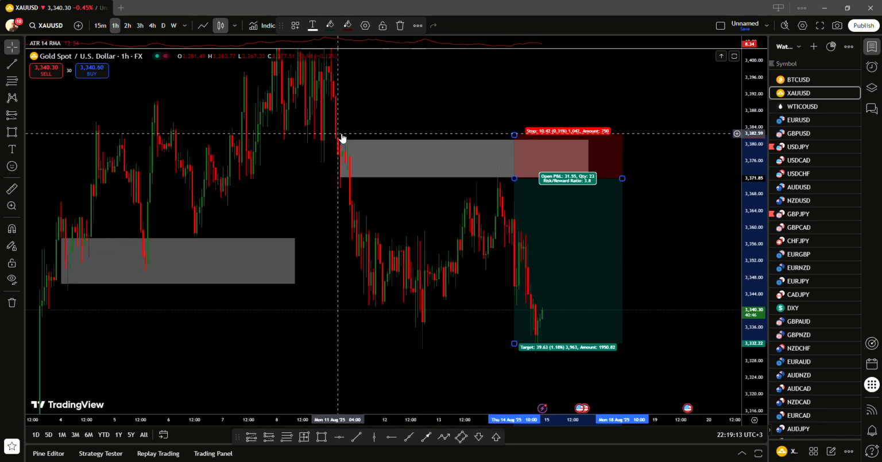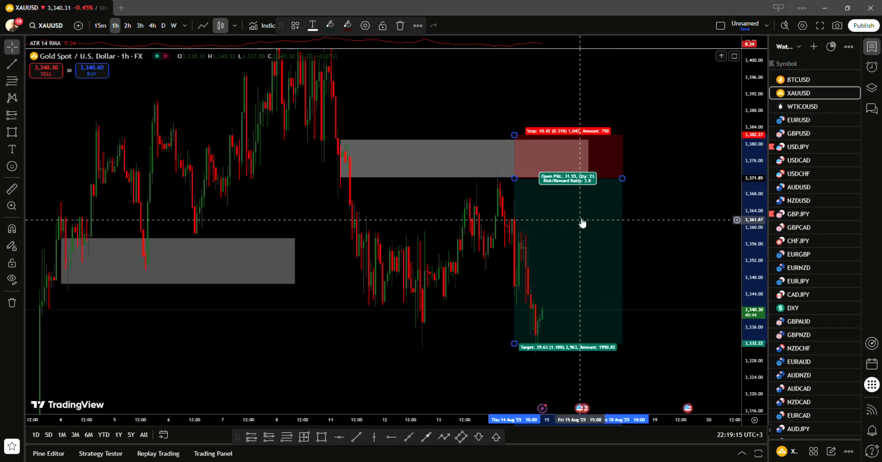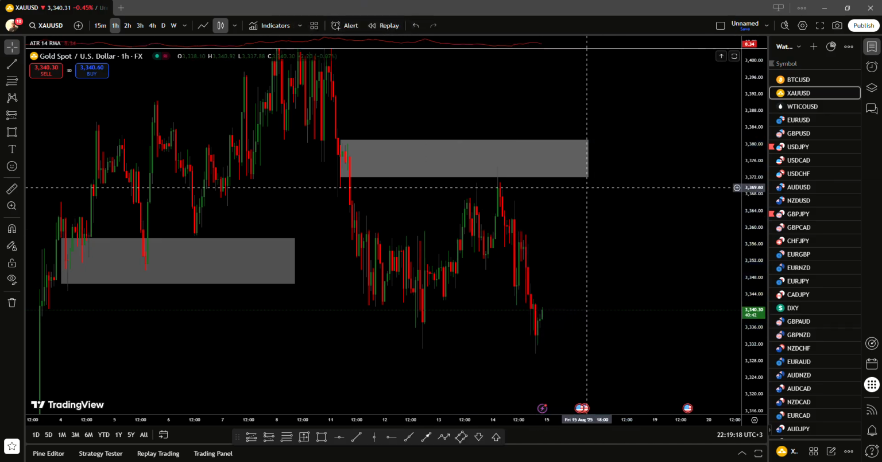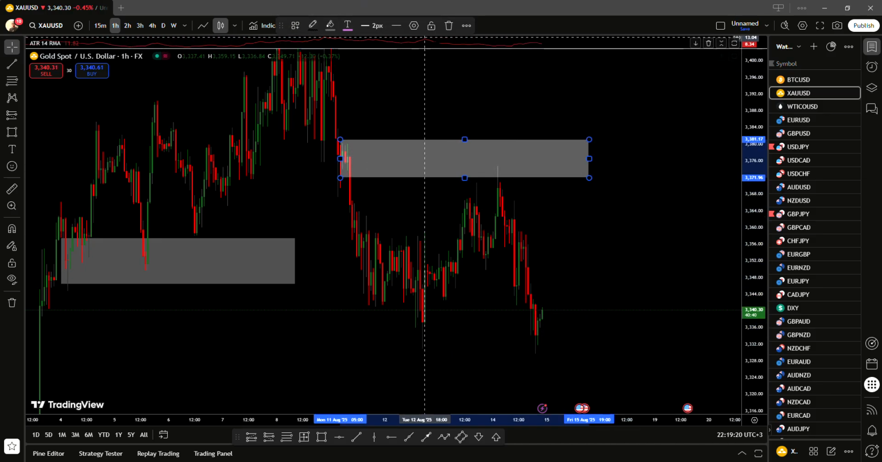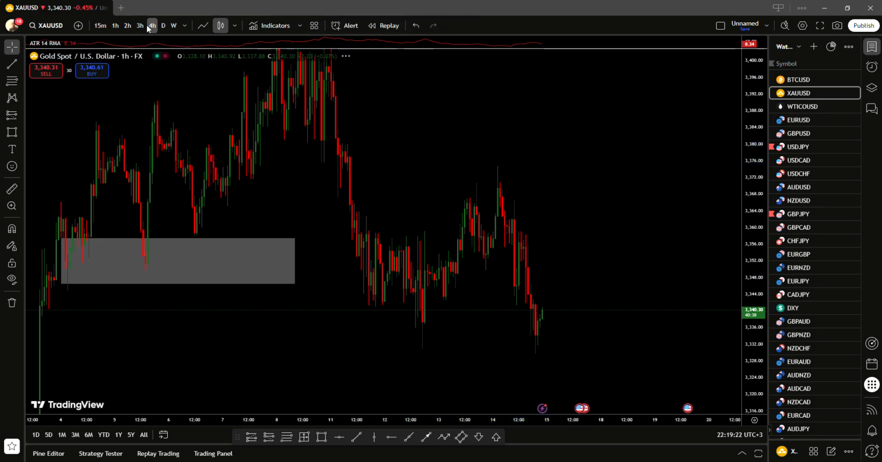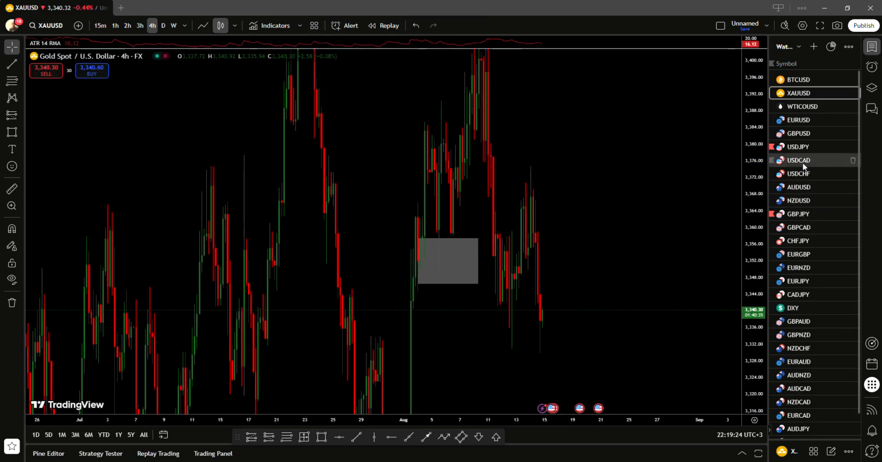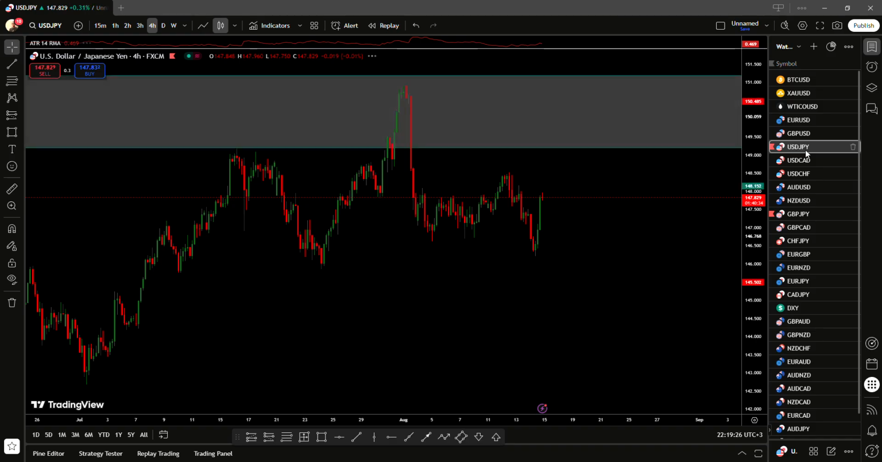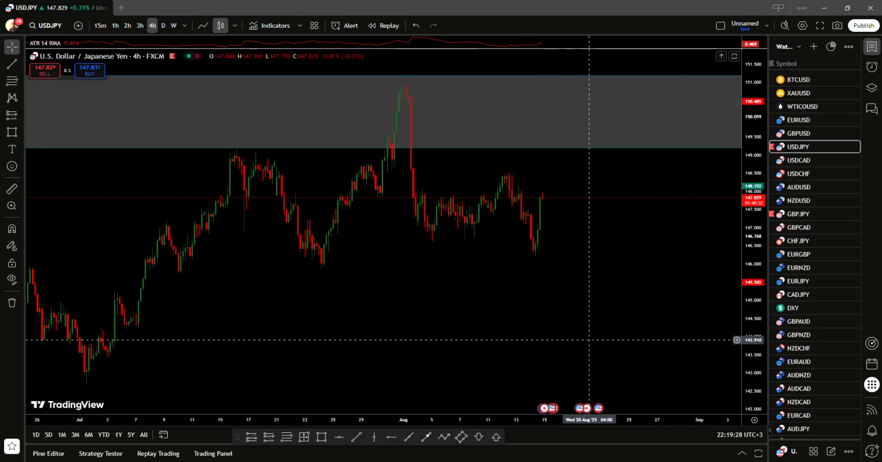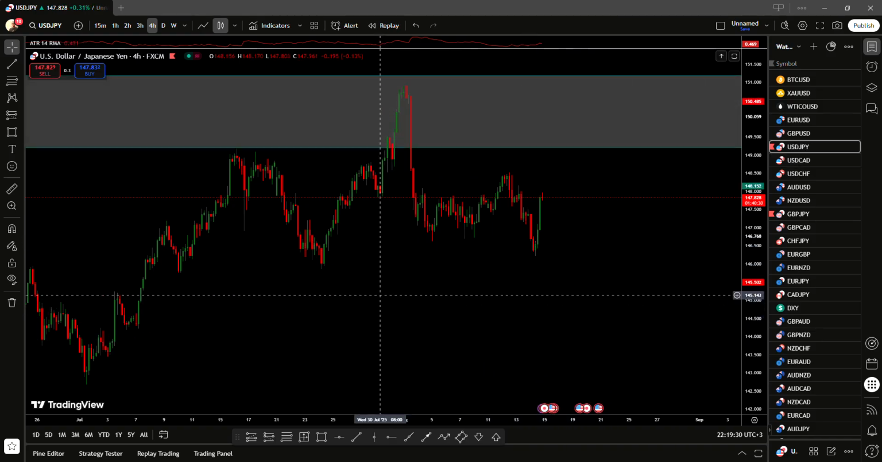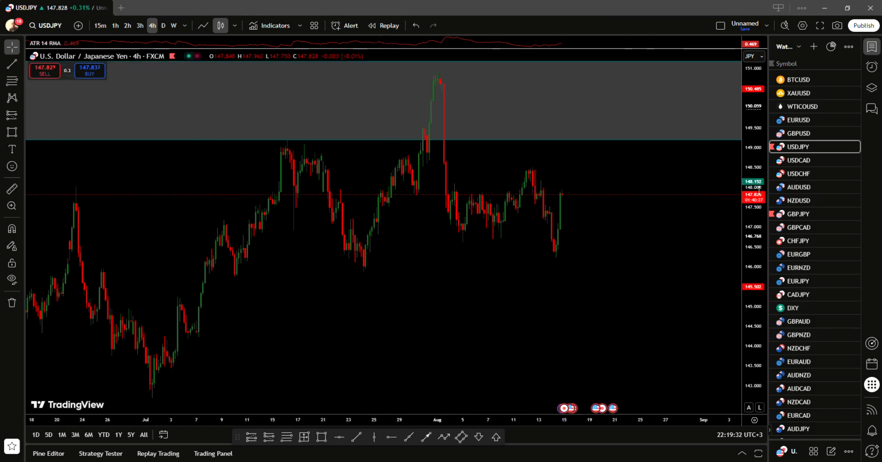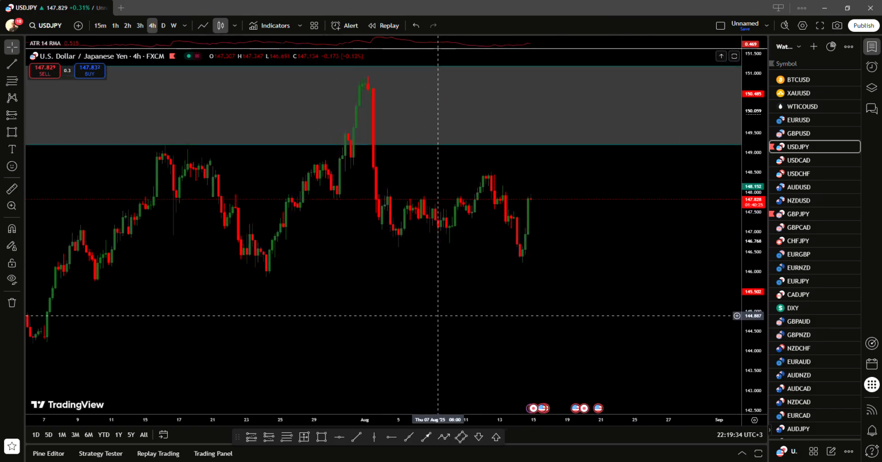Just identify the setups, then put your buy limits, place the trades, and wait for price action to do its thing. So we shall continue. I think we have another one on USD JPY. Now this one on USD JPY is a little bit tricky. However, it is one that you would enter if you are technical enough.